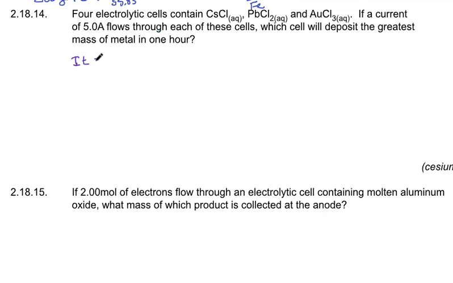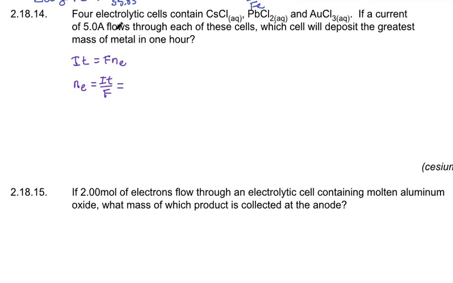IT equals FE. First thing to note, if they're all getting the same amount of current and they're all getting the same amount of time, they all have the same I and the same T, and everybody has the same F, they're all getting the same number of electrons. So let's find that number. That'll be IT over F. We're treating them all the same in this way, so they're all receiving the same number of electrons. It's just what will they do with them afterwards.